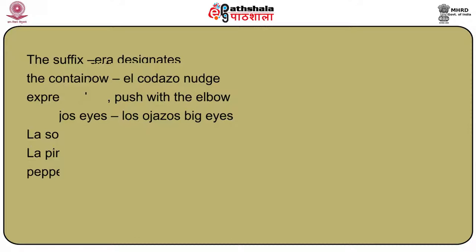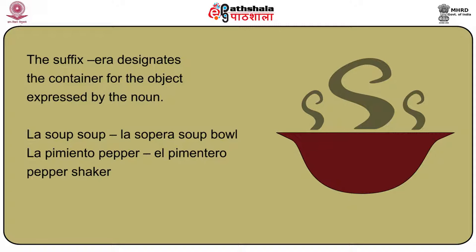The suffix era designates the container for the object expressed by the noun. Some nouns also have ero as a suffix for this meaning. La sopa, soup, la sopera, which is the soup bowl. El pimiento, pepper, becomes el pimentero when we are referring to the pepper shaker. Because these are the utensils or the container for the object expressed by the noun, they are affixed by the suffix era or ero. La sopa becomes la sopera, soup bowl. La pimienta, pepper, becomes el pimentero, the pepper shaker.